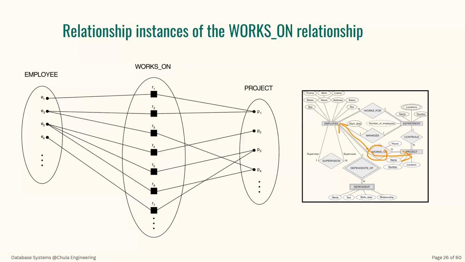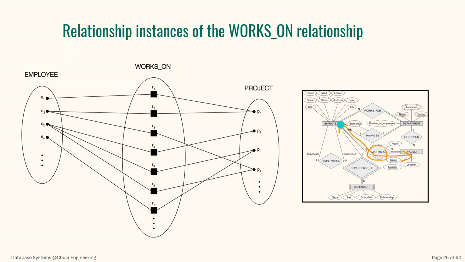But now let's take a look at another thing. Between the works for, you have two lines connected to department and employee, and they are both double lines. What does it mean? It means that an employee must work for a department. They must work. It is not possible that one employee does not work for anyone. And a department must have employees, so at least one. So that is called total participation.